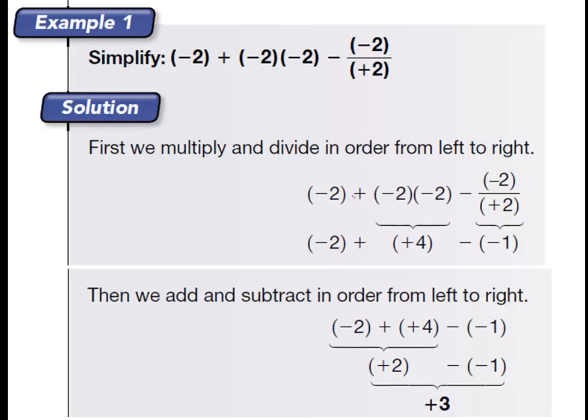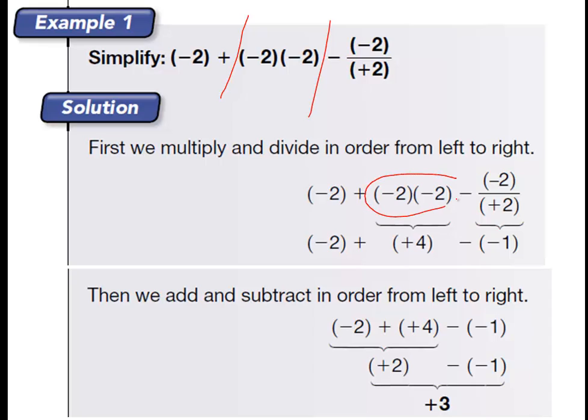So example number 1 says to simplify -2 plus -2 times -2 minus -2 divided by +2. Well, we got to remember our orders of operations. So we first multiply and divide in order from left to right. So we can go right here. We got to separate these out, okay, because they're different operations. So let's go ahead and do that.